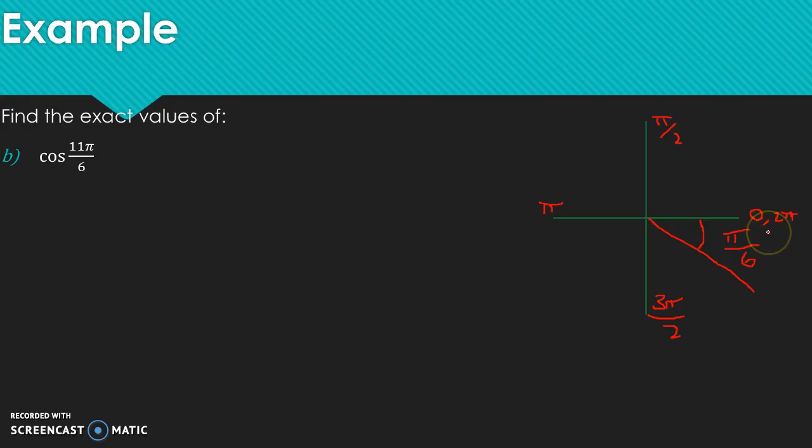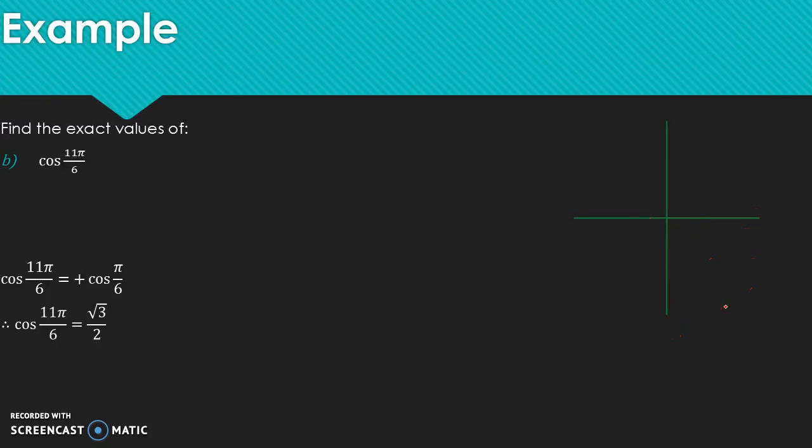So if we apply our CAST diagram, it's in the 4th quadrant, so cos trig ratios are positive. So over here, our cos 11 pi over 6 equals positive cos pi over 6. Using our exact values, that gives us a value of root 3 over 2.